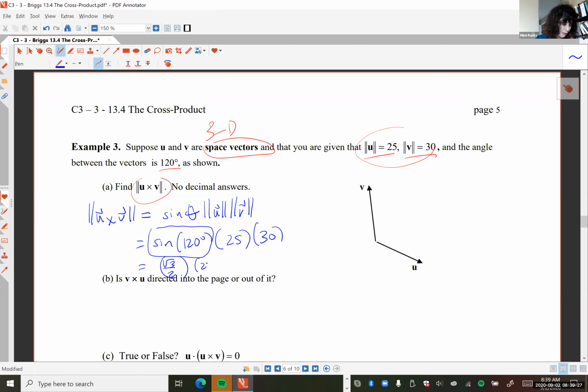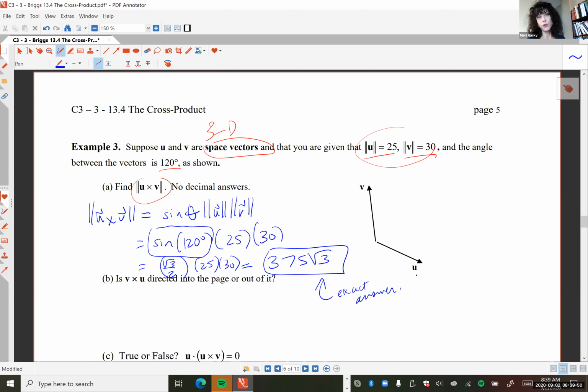And then when you whip out a calculator and multiply all these together, the exact answer is 375 times square root of 3. Please do not give me the decimal answer. That's not exact. That's actually the approximate answer. This is the exact answer. So if they do ask you for approximate, and sometimes MyMathLab does, that means they do want you to whip out a calculator, type it in, and give the decimal result.